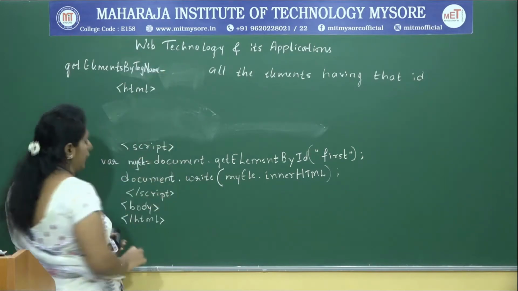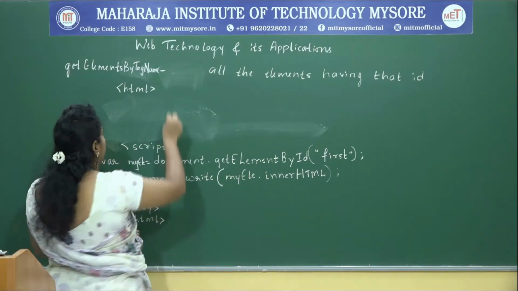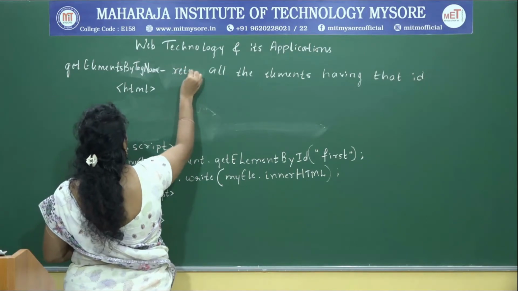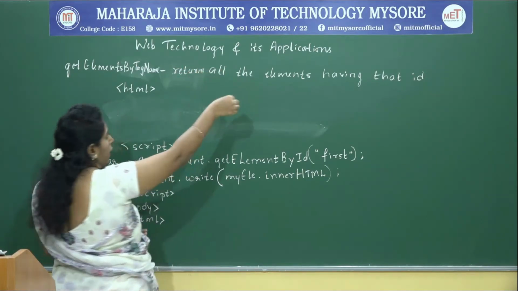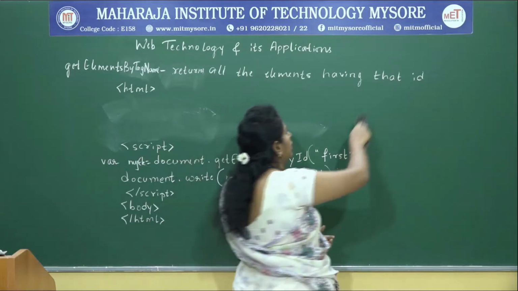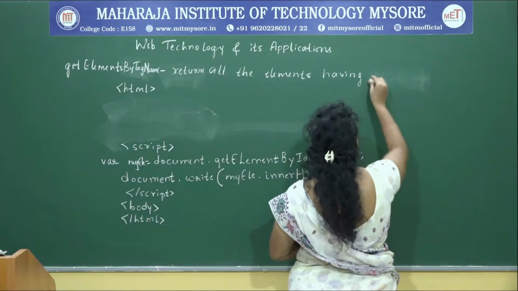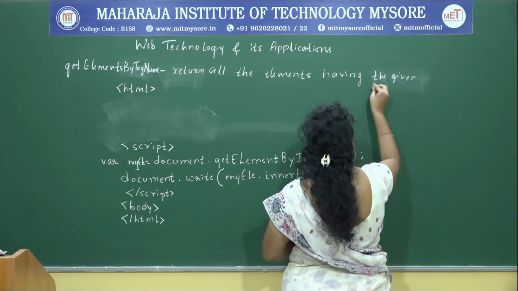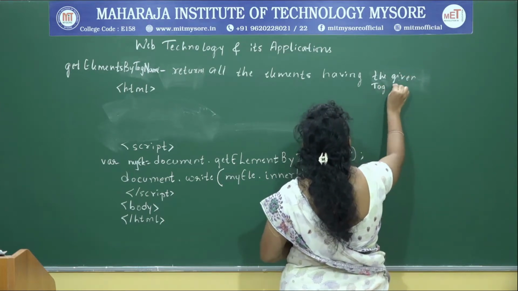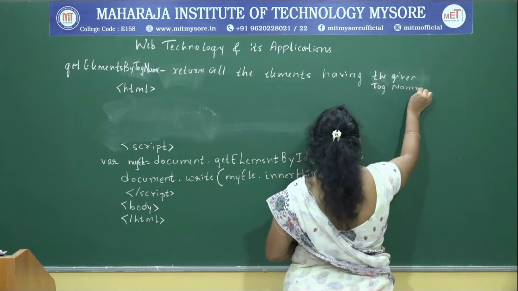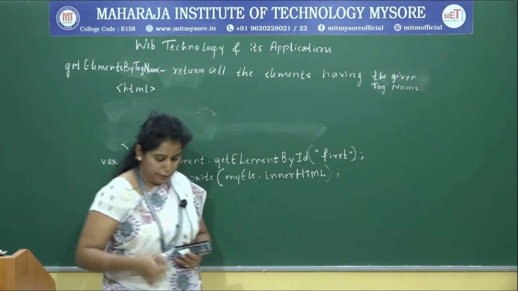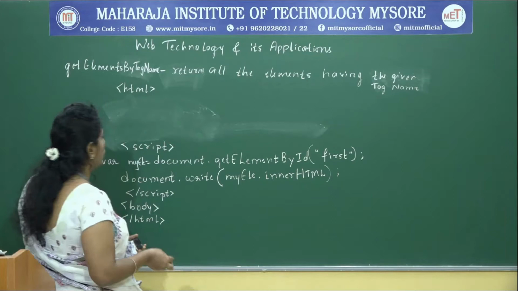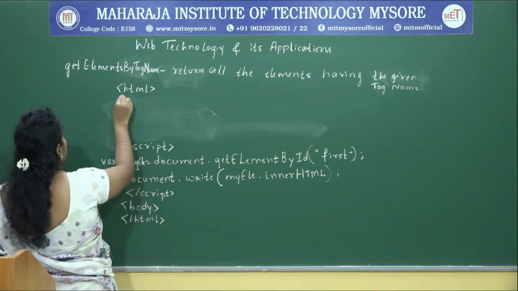Get elements by tag name. What does it do? It returns all the elements having the given tag name. To do that, let us take up an example.